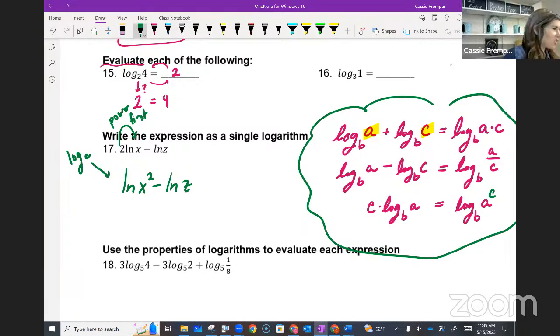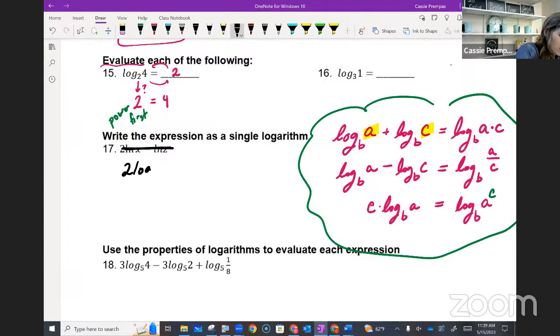Do you want me to change it? Is it going to really confuse us? Okay, let me change it. Cross that off. Let's call it 2 times log of x minus log of z. I did not give you a base. Good. If it's not written, it's understood to be 10.